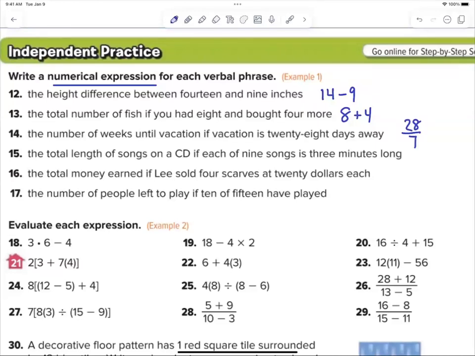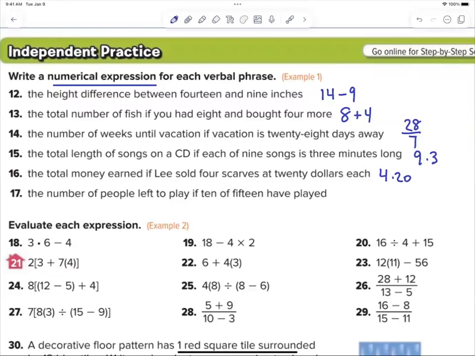All right. Hampton, read me 15. The total length of songs on a CD, if each of 9 songs is 3 minutes, so 9 times 3. 9 times 3, simple as that. I like it. All right, Miss Sydney. The total money earned if we sold 4 stars at $20 each. You do 4 times 20. Okay, you guys, I'm pretty happy with this.